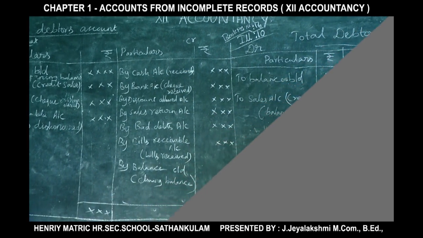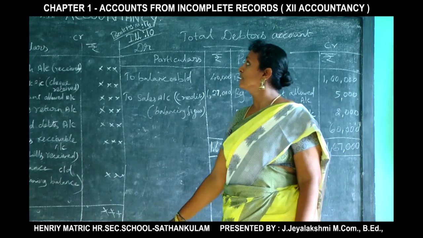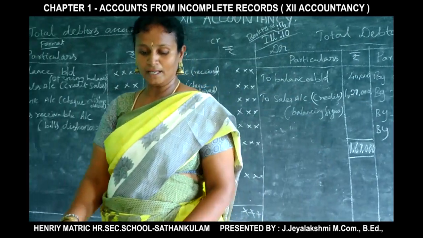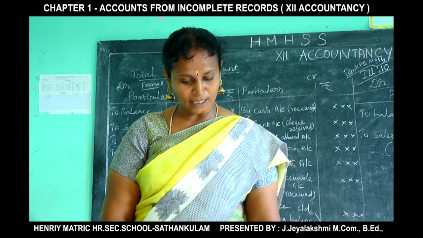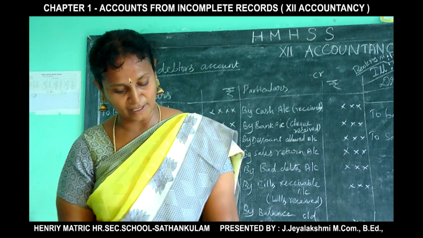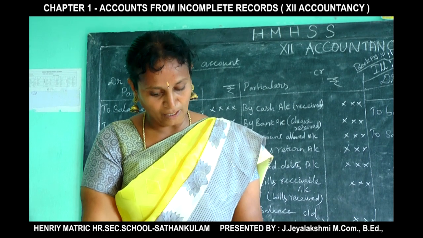Then you can go through that. Book page number 16, illustration 10. You can have the readings. See, find out the credit sales from the following information. They have given credit sales, which we have to find out.